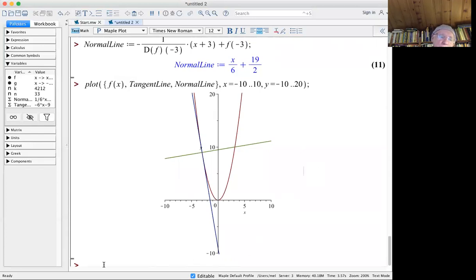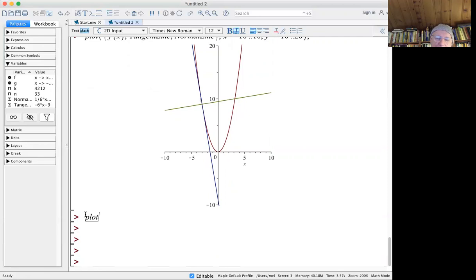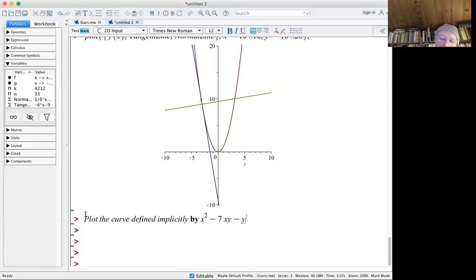Suppose we want to plot the curve defined, let's say, implicitly by an equation like x squared minus 7xy minus y squared plus 13x equals 20.